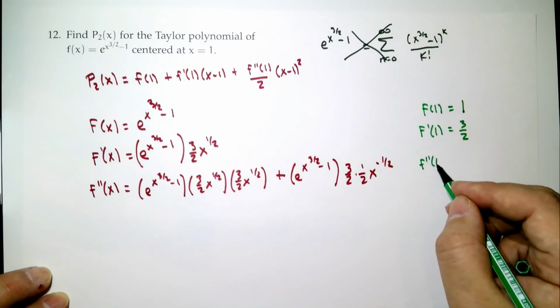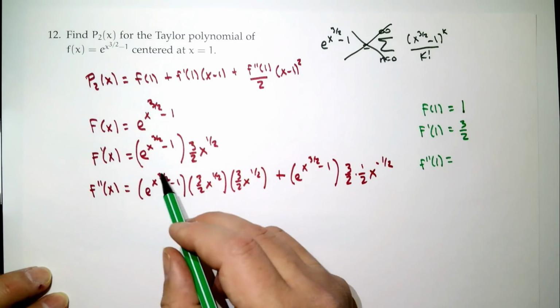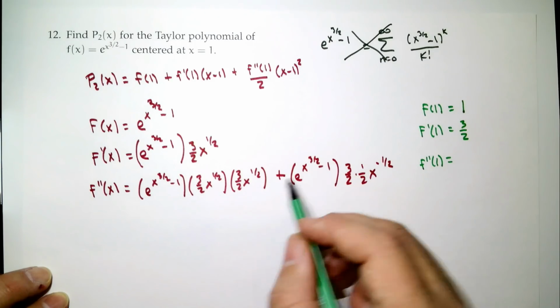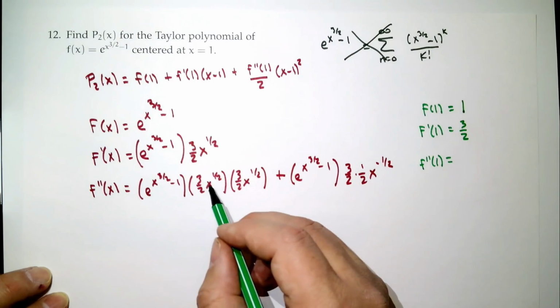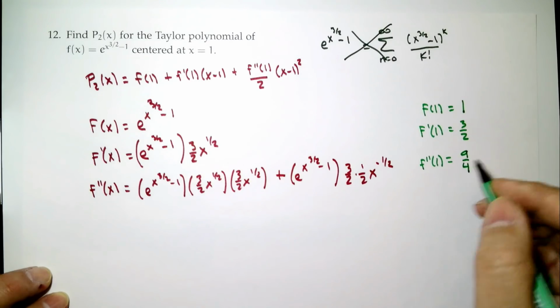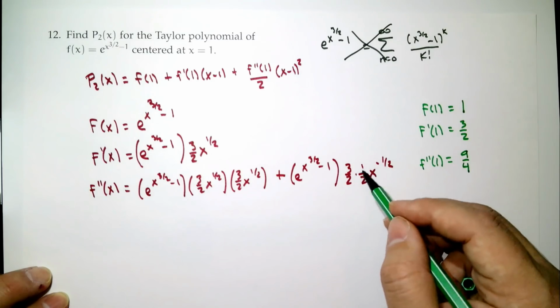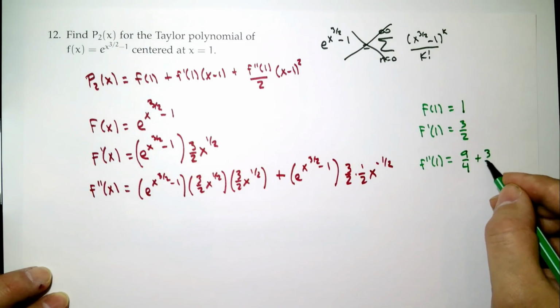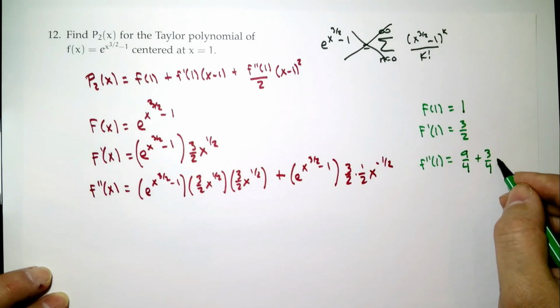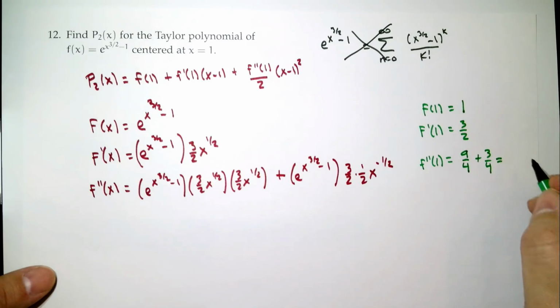F double prime of 1. Well, again, e to the 0 is 1. Again, this will be e to the 0. I'll have 3/2 times 1 times 3/2 times 1. So that's 9/4 here. Then I have 3/2 times 1/2, which is another 3/4. 9/4 plus 3/4 adds up to 12/4, also known as 3.